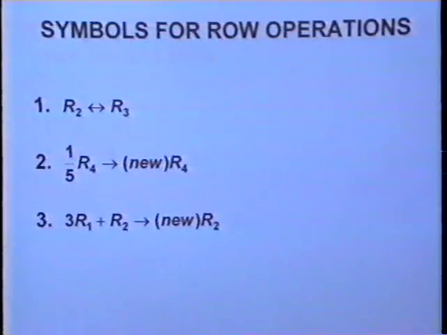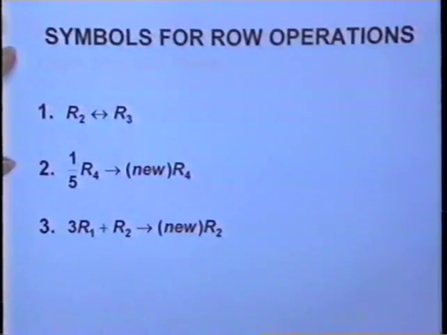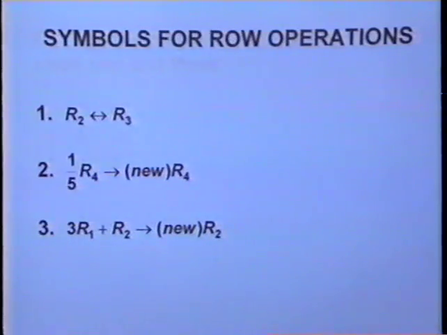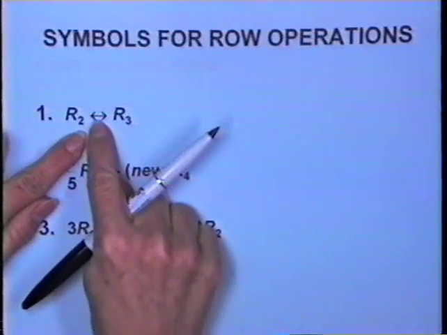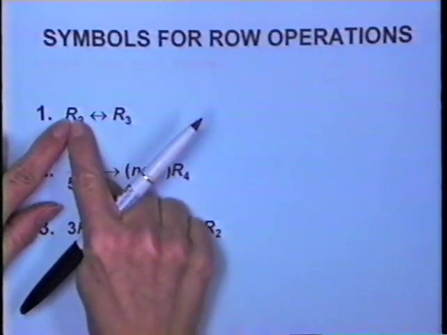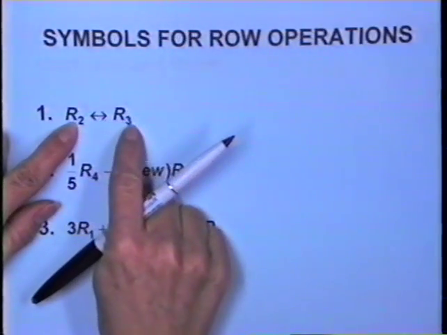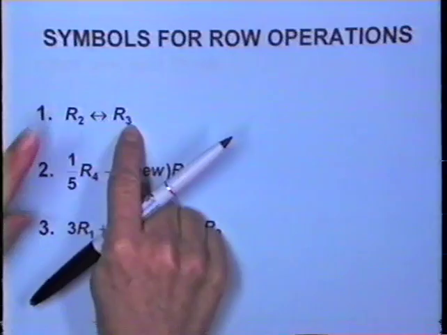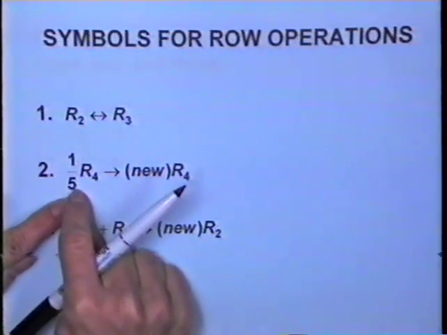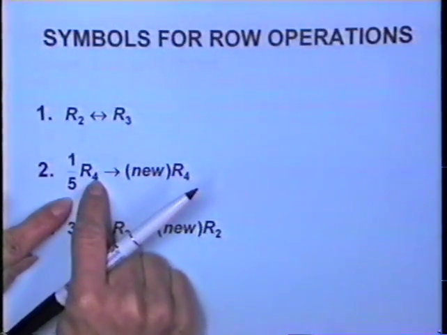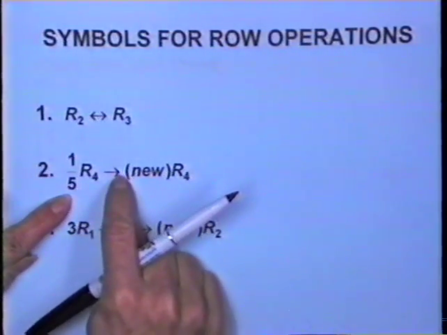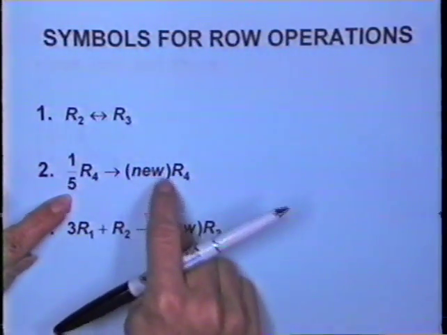Now, I have here symbols for row operations. Every textbook will be just a little bit different, so your textbook may show you something a little different than these operation symbols, but most of them are fairly common. This first one, this little double arrow, is indicating to interchange. This is saying row number 2 is interchanged or changes places with row number 3. This says I'm going to multiply 1/5 times row number 4. And this arrow says it replaces or becomes the new row 4.